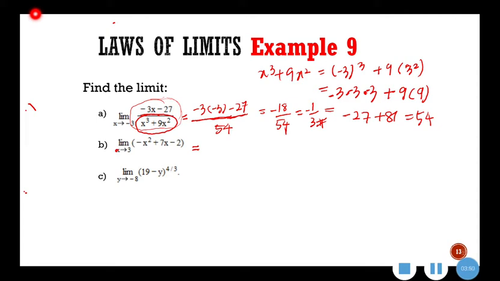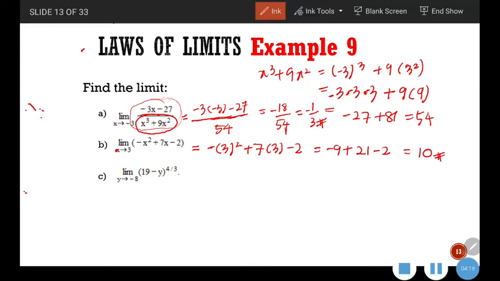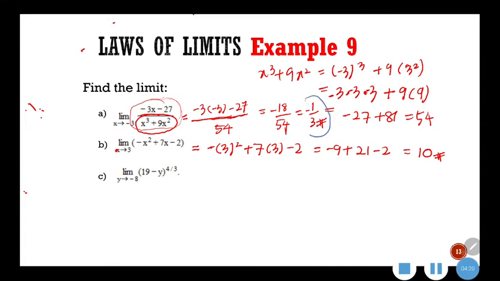So for this case, I'm going to straight away substitute the value, negative x squared where x equals 3, plus with 7 times 3 minus 2. So what you will get here, you will get minus 9 plus 21 minus 2. So yang ni akan jadi berapa? Negative 9 tambah 19. So maknanya dia jadi 10. Alright. So we got the answer here. Untuk example 9, 9A is minus 1 over 3. Untuk B is 10. Alright.